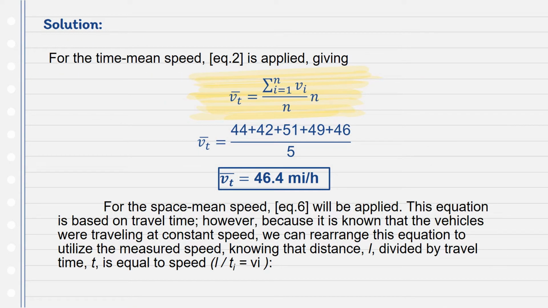For the time mean speed, we're going to use equation 2. As mentioned a while ago, this is the formula for the time mean speed. We're just going to substitute the given values into the formula.